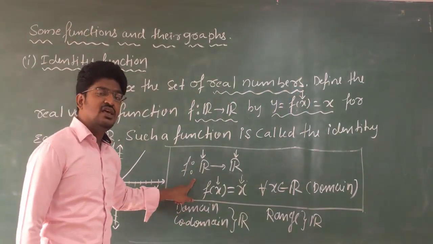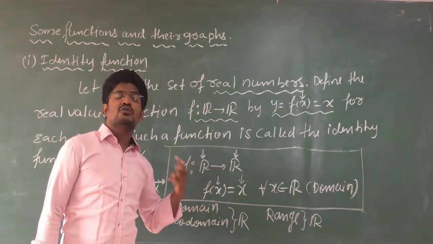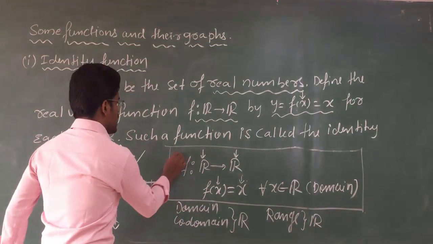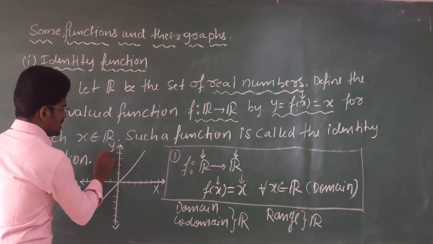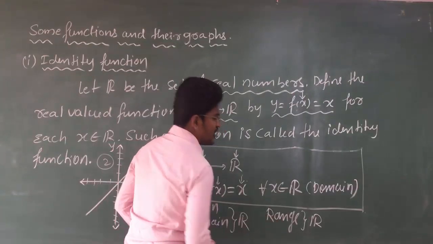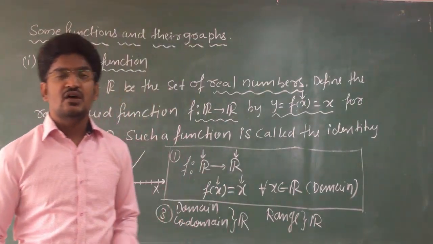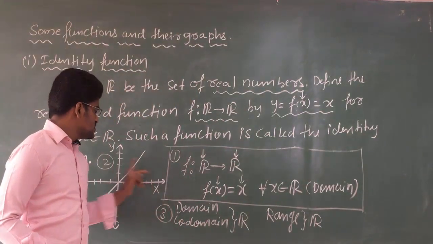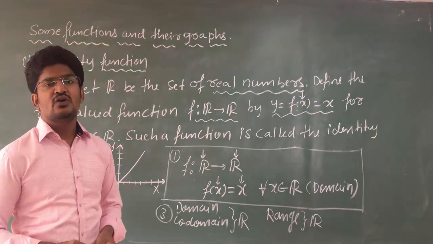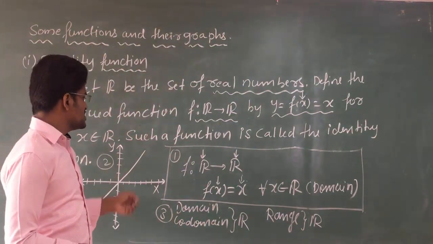So first thing, second thing, and the third thing. You have to write these 3 points. See, 1, 2 is the graph, 3 is domain, codomain, and range. You have to write these terms correctly. Okay. If you don't write these 3 terms correctly, definitely you are going to lose marks. Are you getting my point? So this much is enough.